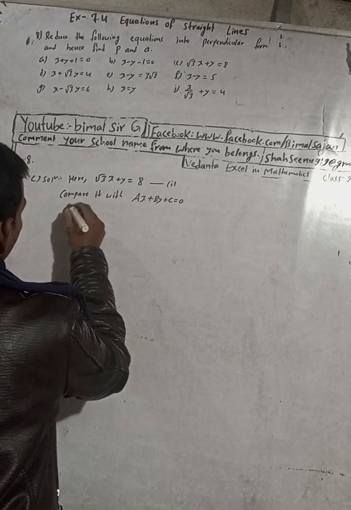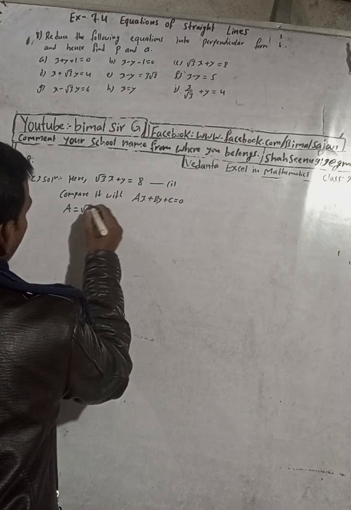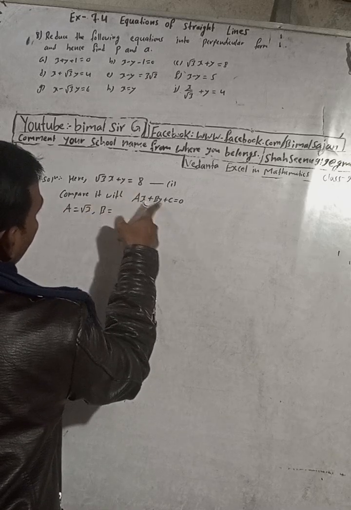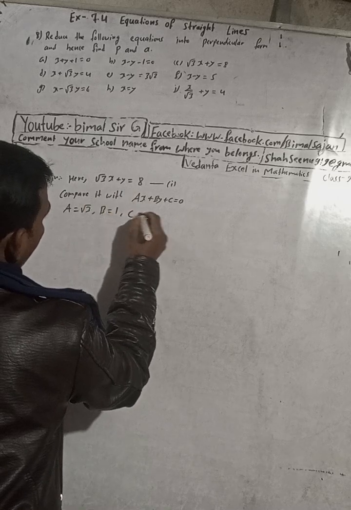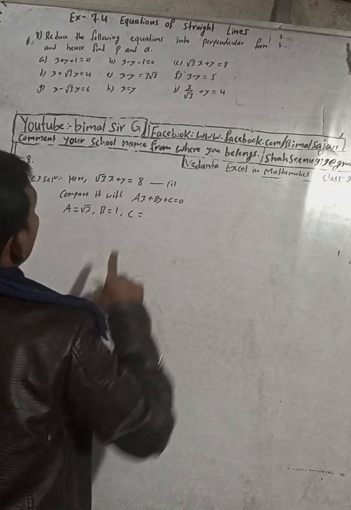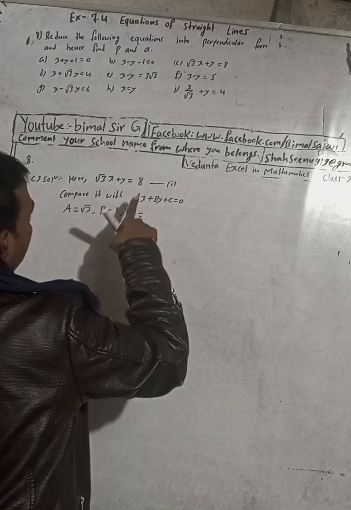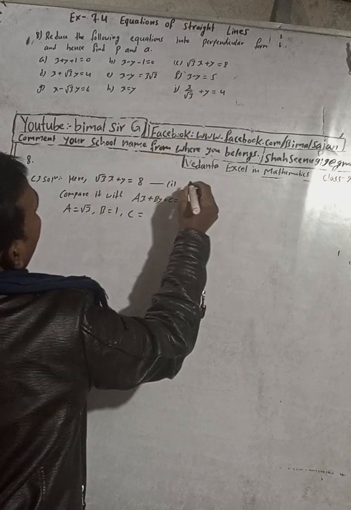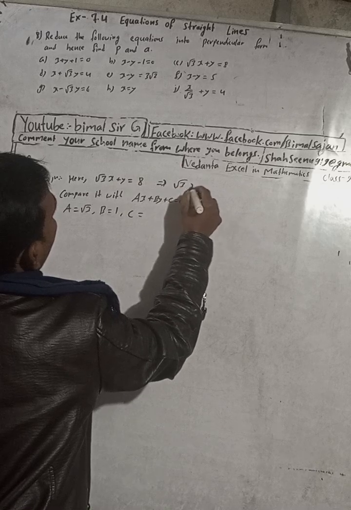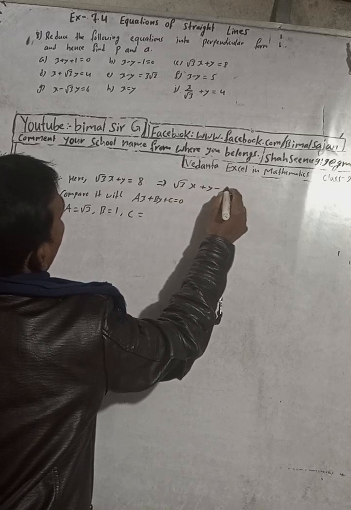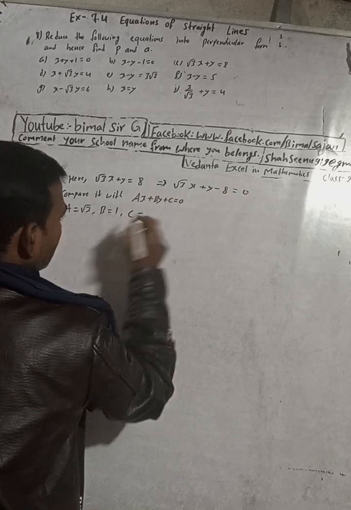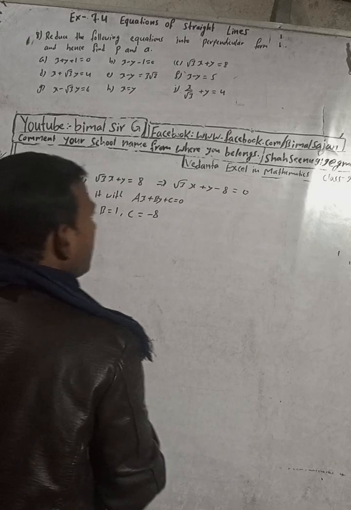So here, in place of a we can write root 3, b is equal to 1, since the coefficient of y is 1, and c is equal to, we did one mistake here, c is equal to minus 8. This equation can be written as root 3 x plus y minus 8 is equal to 0. Now compare this equation with this, so c is equal to minus 8.